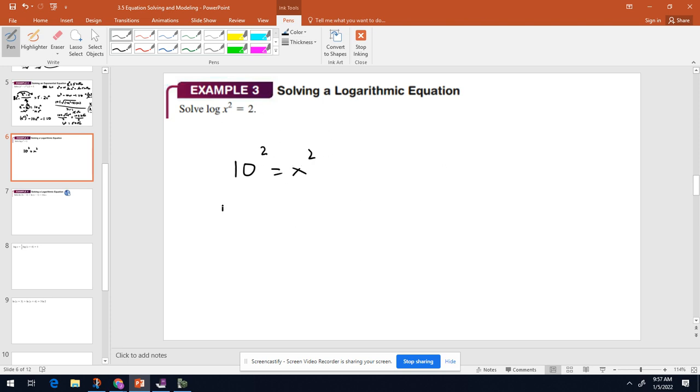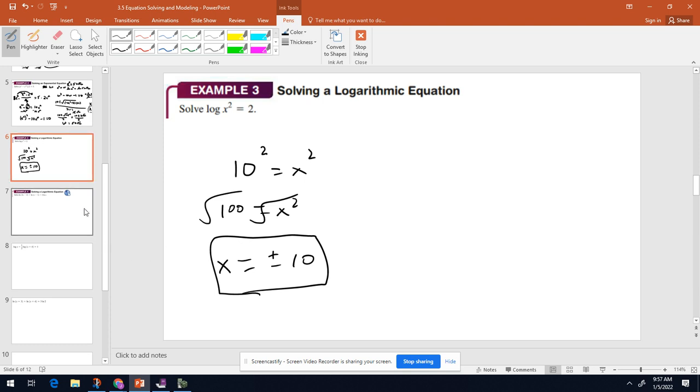Well, how do we solve for x? 100 equals x squared. I square root both sides, and I get x is equal to plus or minus 10. Just make sure that it works, and in this case it does. Okay, but you get your two answers there.